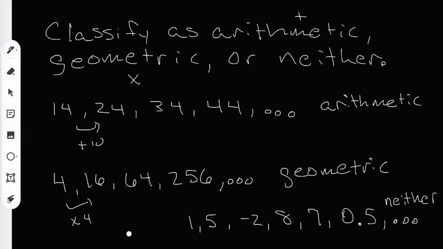So you need to be able to classify sequences. Are you adding? That would be arithmetic. Are you multiplying? That would be geometric. Or are you doing none of the above? That would be neither. And then the last types of questions that you're going to see are going to be finding out what D and R is and figuring out what the nth term is going to be.